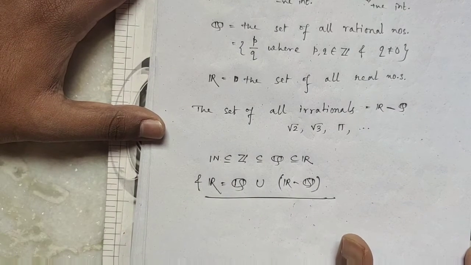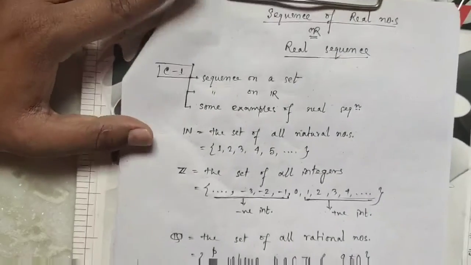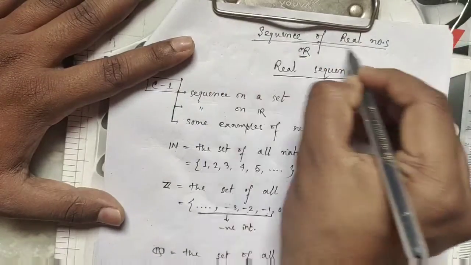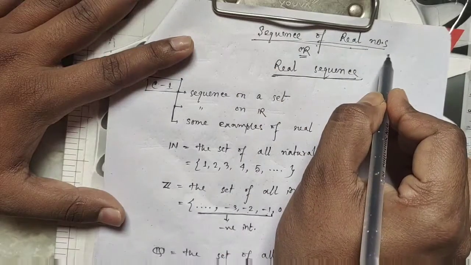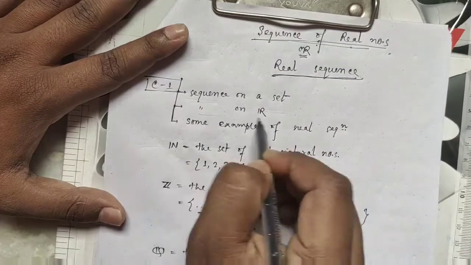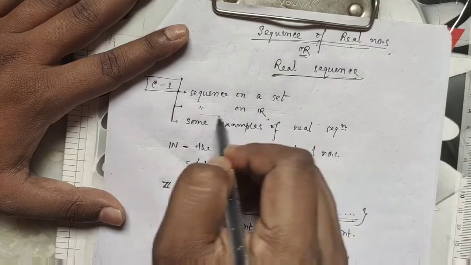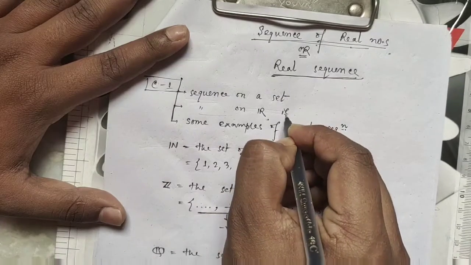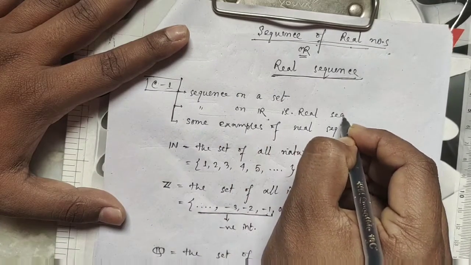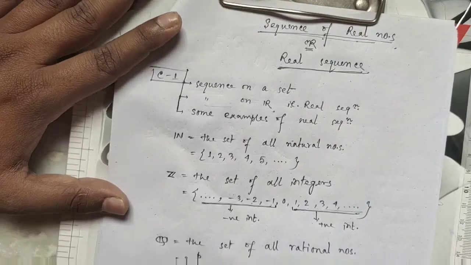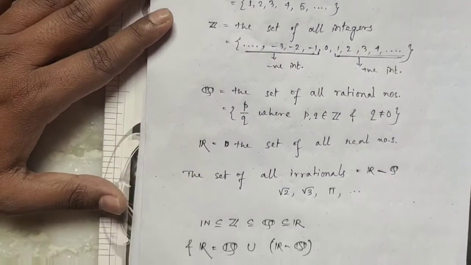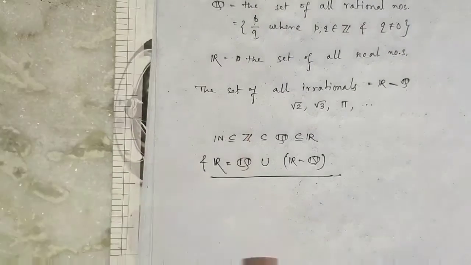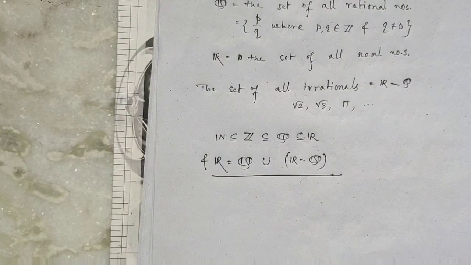So to discuss sequences on R, our discussion is sequence of real numbers, sequence on R, that is real sequence. So these are some notations of some special sets.